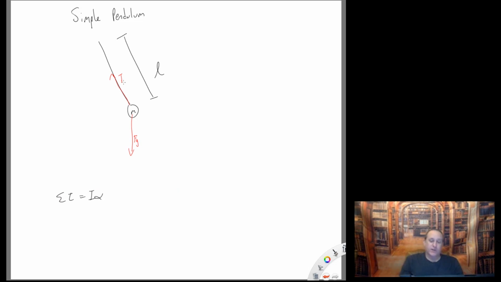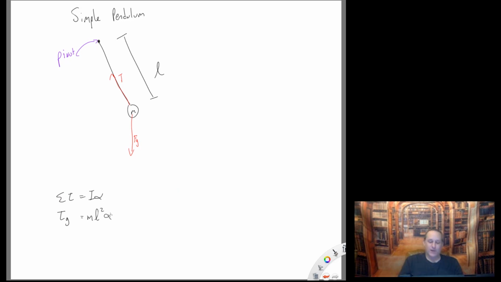where for the torque we pick as our pivot point this point, because it's actually pivoting about that beginning of the string. And so the tension itself produces no torque because it points right toward the pivot point. The only torque is produced by the force of gravity. So we have the torque equals the moment of inertia, which for a point mass is just mr squared, where r is the distance between the point mass and the pivot. That's just L. So the moment of inertia turns out to be mL squared.